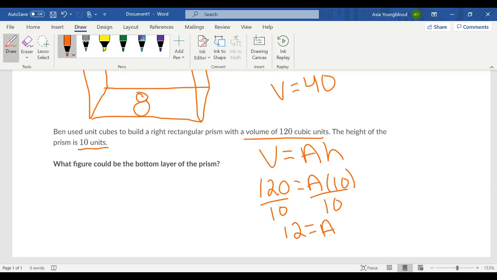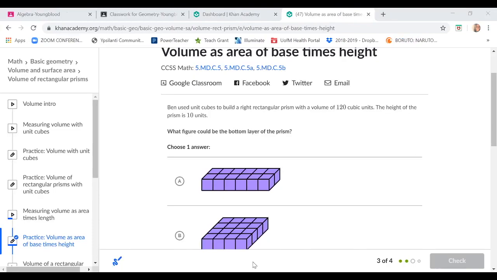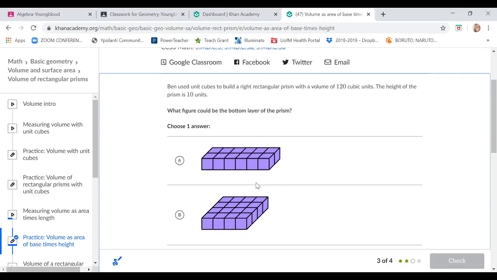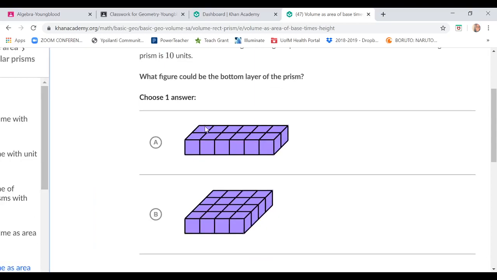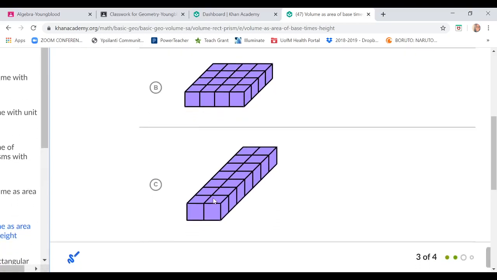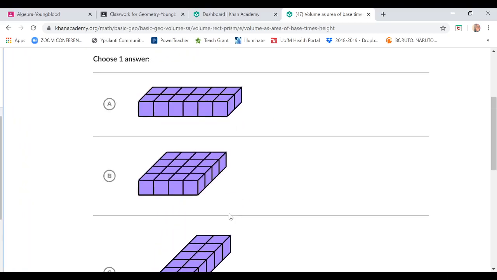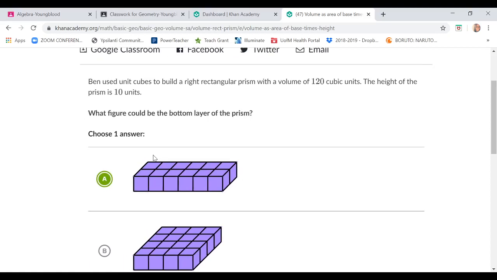So we're going to switch back to our browser to see our area for this one. We want to look for a bottom layer that has 12 cubes. So we see this one has 2 by 1, 2, 3, 4, 5, 6. 2 by 6 is 12. This one is not going to work. This one has too many. Oh, did I put 10 or 12? I think our answer was 12. Yeah, so we do want 12. So this is going to be our first answer, 2 by 6, because we want 12 cubes on the bottom.